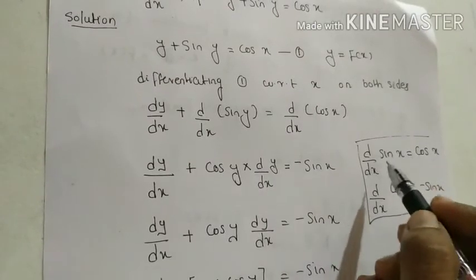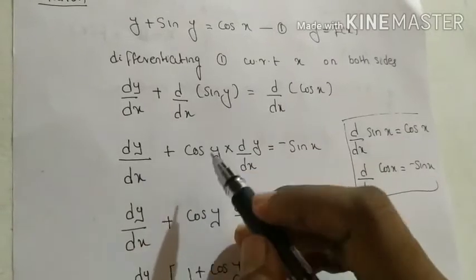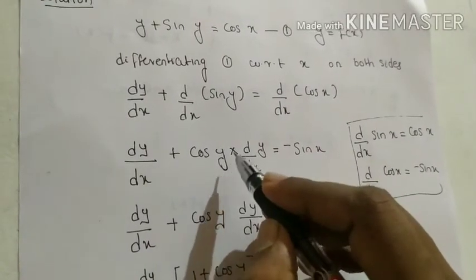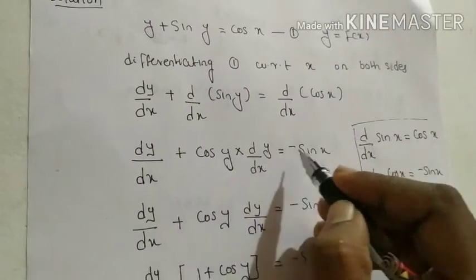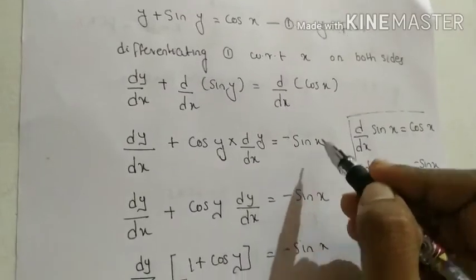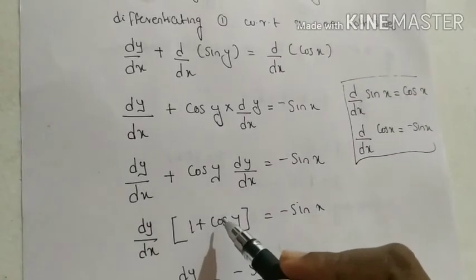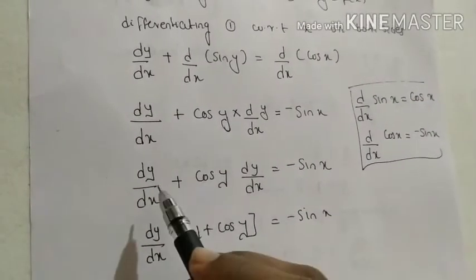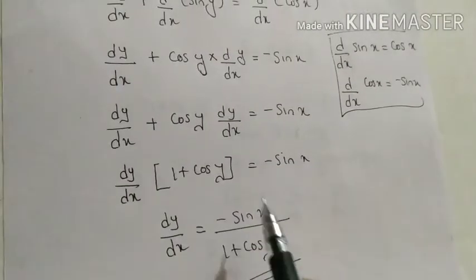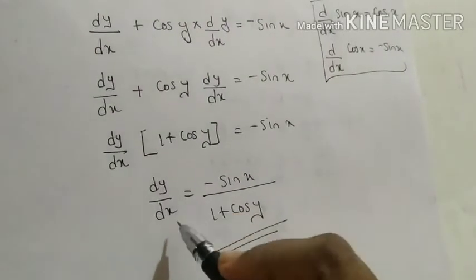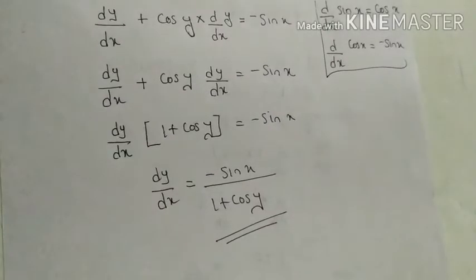So if the derivative of sin x is equal to cos x, then the derivative of sin y will be cos y. Next we need to write the derivative of this function y here, and this will be equal to minus sin x. Next we need to take dy by dx outside, because dy by dx is common to these two terms. Okay, finally we get dy by dx as minus sin x divided by 1 plus cos y. Okay, I hope you understood.